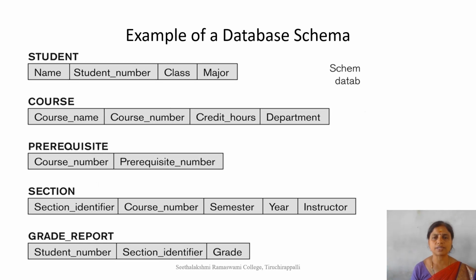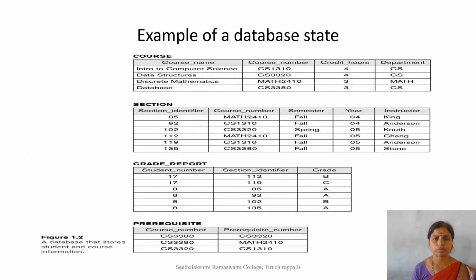Here are some examples of database schema. Student contains name, student number, class, and major. For course, it is course name, course number, credit hours, and department. For prerequisite, it is course number and prerequisite number. For section, it is section identifier, course number, semester, year, and instructor. For grade report, it is student number, section identifier, and grade.